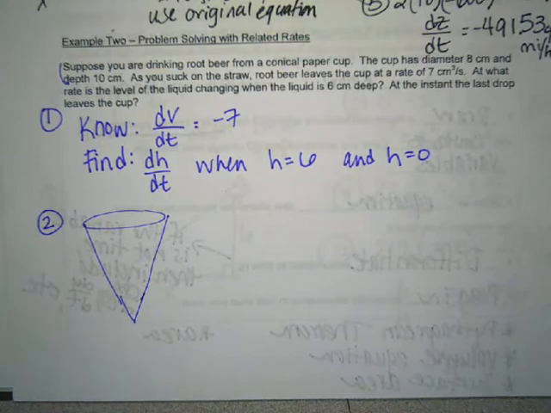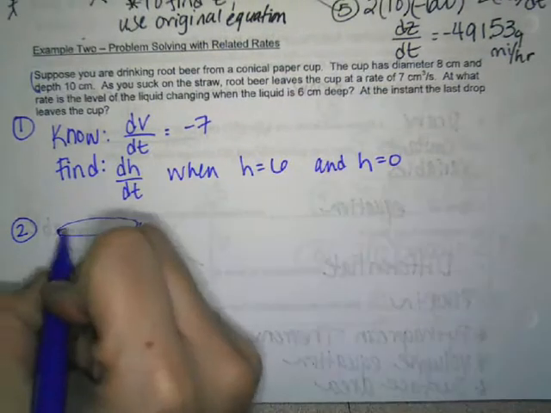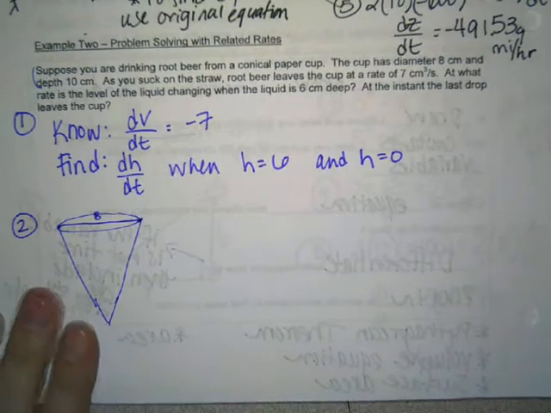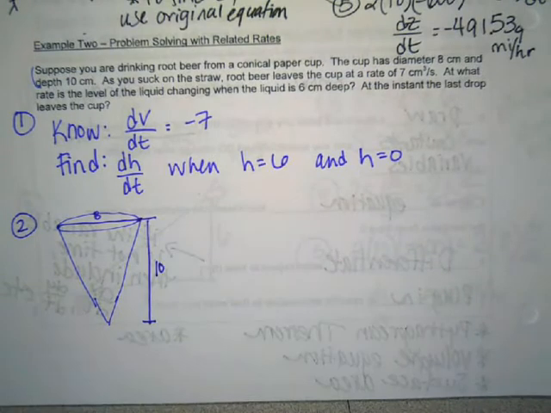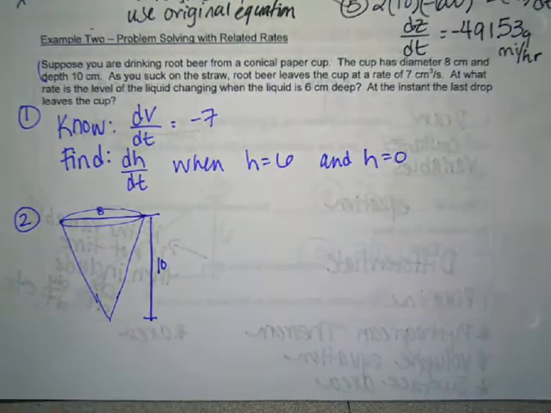Now the actual paper, not the root beer inside, because the root beer level and volume is changing, but is the actual cup shrinking or increasing in size? No. So that I can label with constants. It tells me that the cup itself has a diameter of 8, and it has a height of 10. Right? Yes.